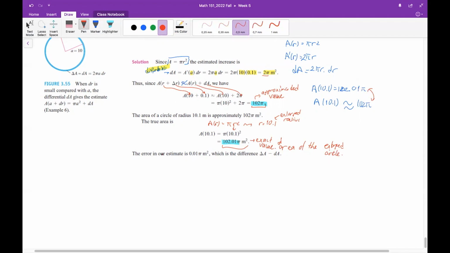And this small error in our estimation occurs because of this difference between delta A and the differential of A. There is a very small error between the exact value, which is this one, and the approximated value, which is this one. And this error comes from the difference of these two quantities.